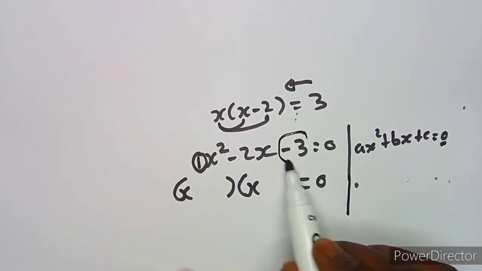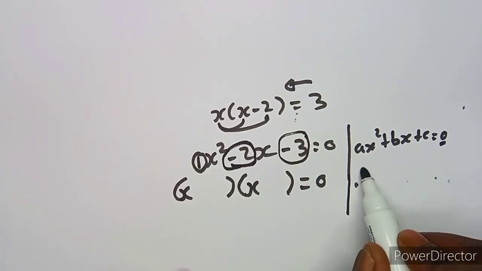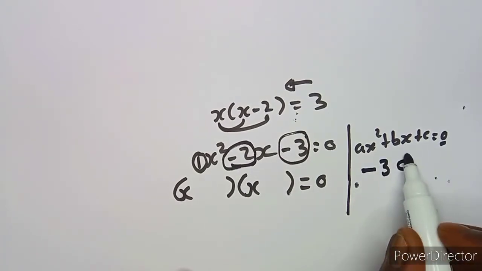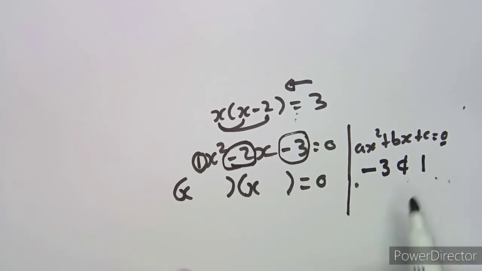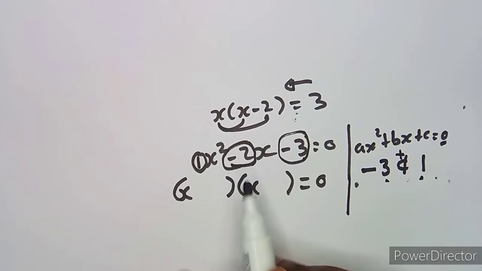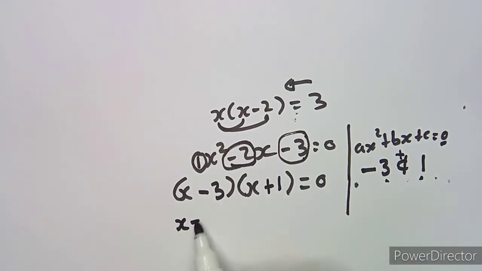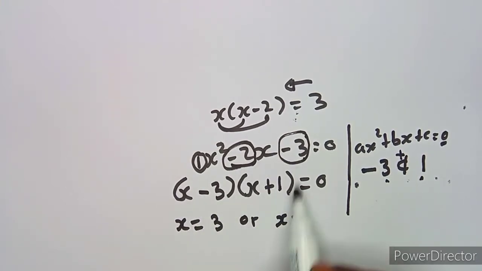So what are the factors of minus 3 that we are going to add to get minus 2? Factors of minus 3, that's minus 3 and 1, isn't it? Minus 3 and 1, because if you multiply these, that's minus 3, and if we add, that's minus 2. So you're going to have x minus 3 and x plus 1. So definitely x is equal to 3, or x is equal to minus 1.